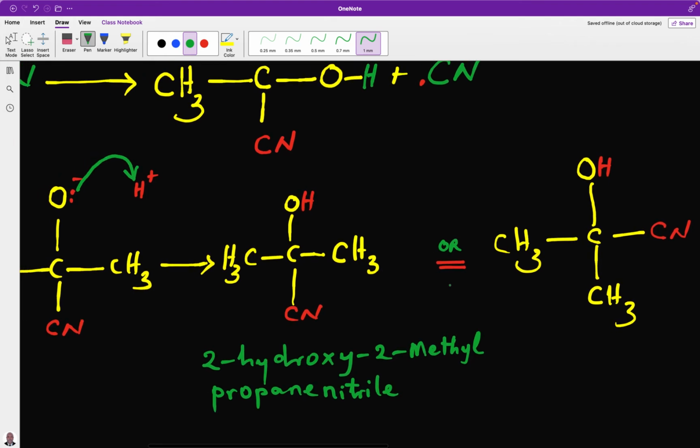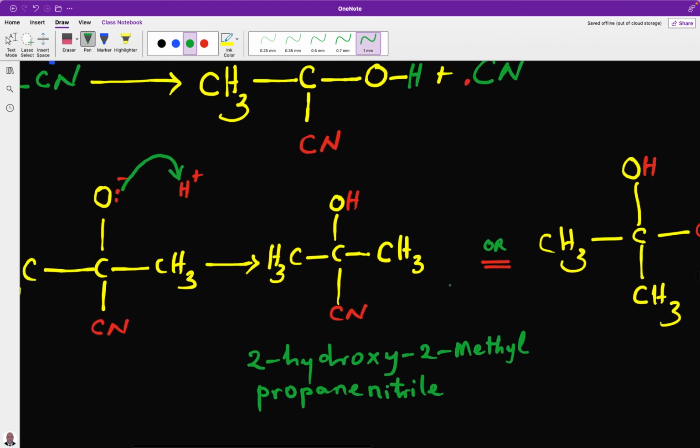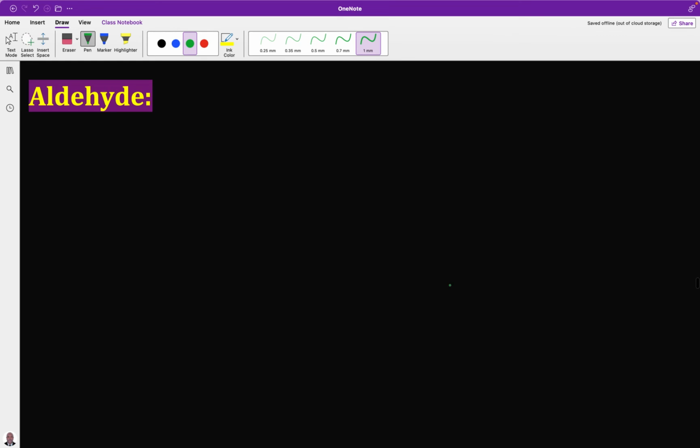Now we go with nucleophilic addition reaction with aldehydes. See what is happening with aldehyde. Our example with aldehyde, I want to use ethanal as our example. Here you will have, this is ethanal.